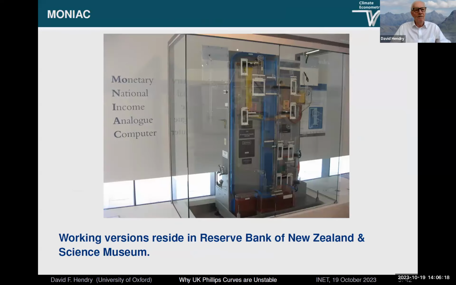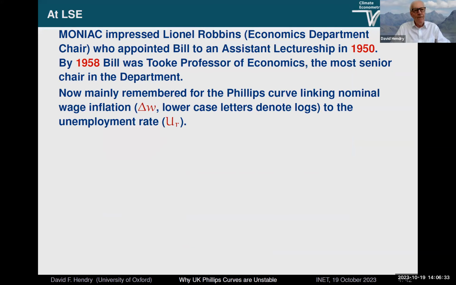And here's a picture of MONIAC, which is still working in the Reserve Bank of New Zealand and in the London Science Museum. And it's purely hydraulic. It just uses water in coloured forms circulating to show how the economy functions.